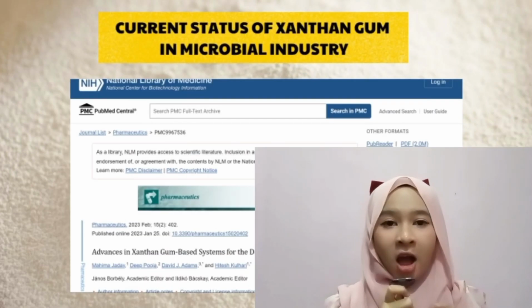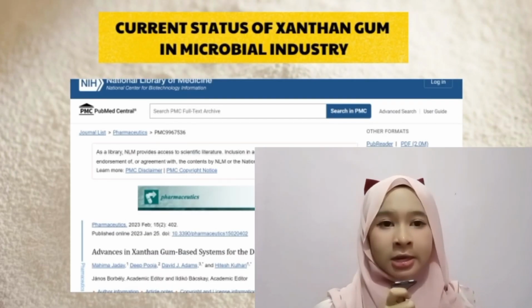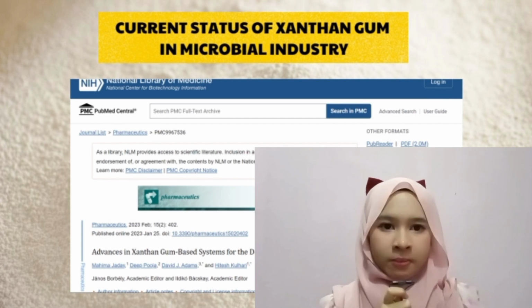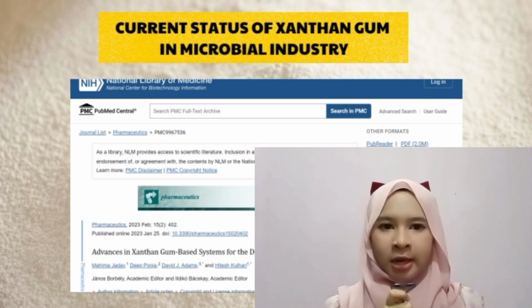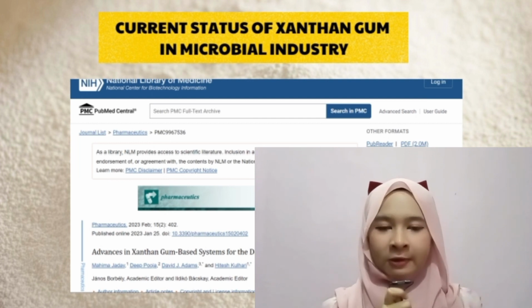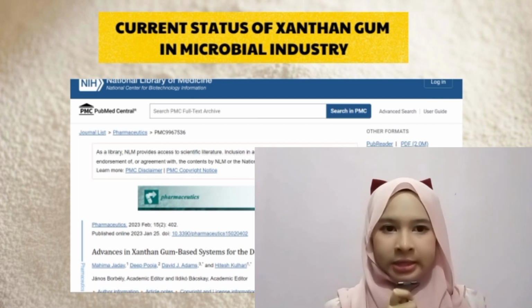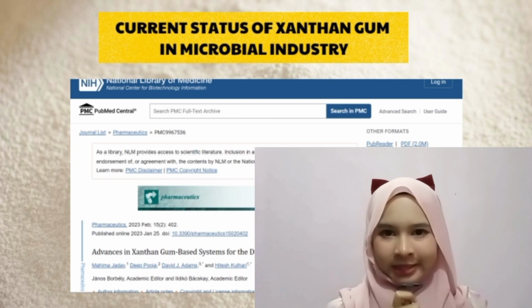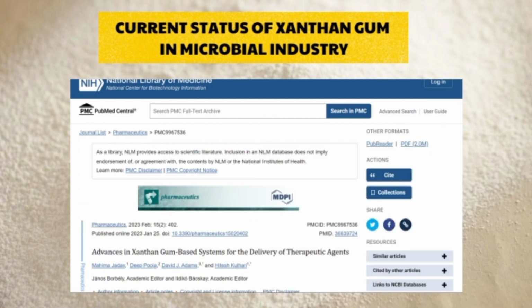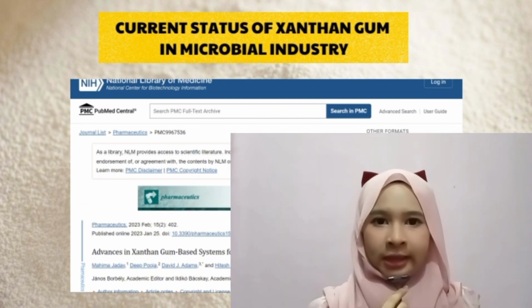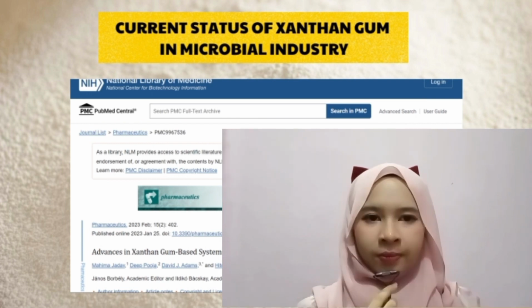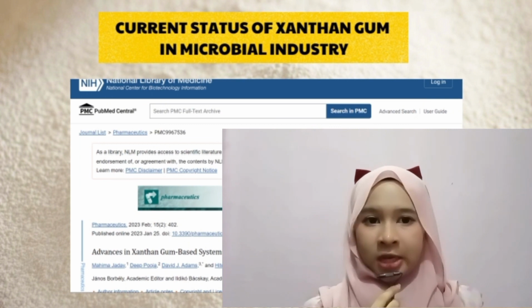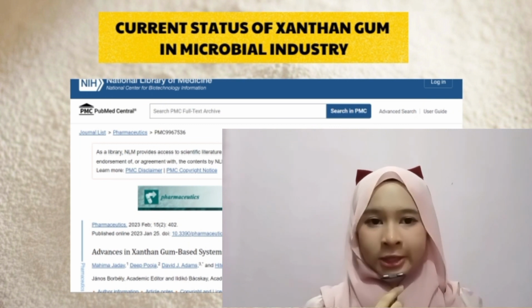Assalamualaikum and hi, I am Nur Aina and we'll talk about the current status of xanthan gum. Based on the article that was published by Mahima Jadab, Deep Puja, David J. Adams and Hitesh Kulhari on 25 January 2023, it said that xanthan gum was used as a base system for the delivery of therapeutic agents. This is because the structure of xanthan gum can be easily modified by controlling the temperature and pH conditions. In essence, xanthan gum is a carrier system that delivers genes, proteins, and drugs.